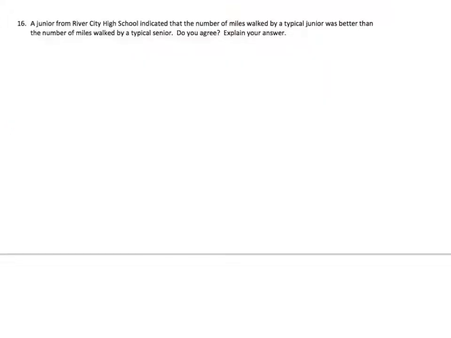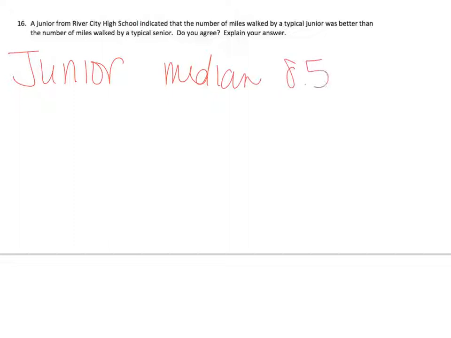All right, a junior from River City High School indicated that the number of miles walked by a typical junior was better than the number of miles walked by a typical senior. Do you agree? Let me go back and look. Number 11. The mean was an underestimate, so we were going to go with the median. And the median was 8.5. So for the junior class, the median was better, and it was about 8.5 miles.